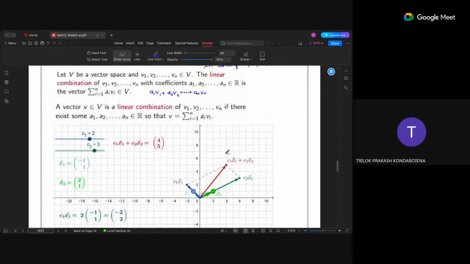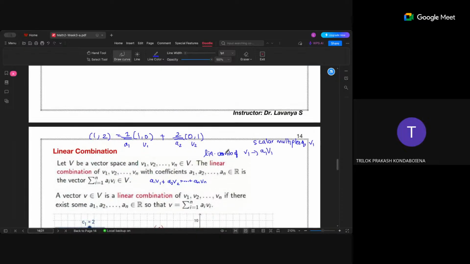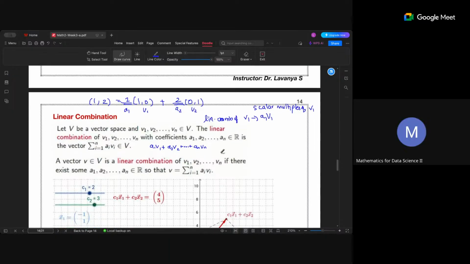Ma'am, here this a1 can be 0 also? Yes, it can become zero also, zero magnitude. It is possible that it is zero, right?